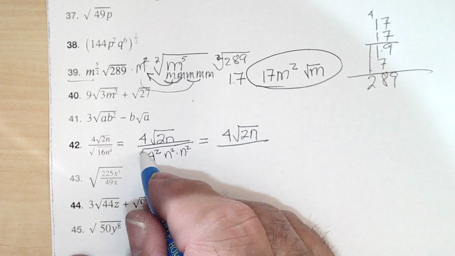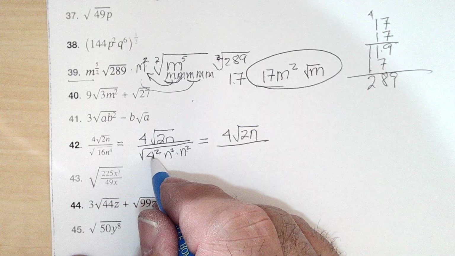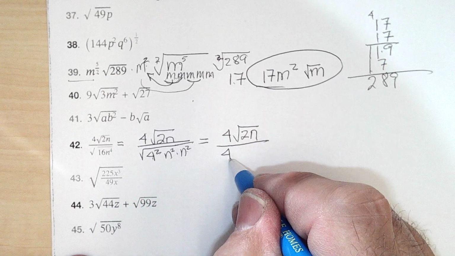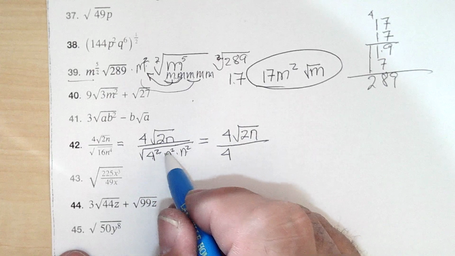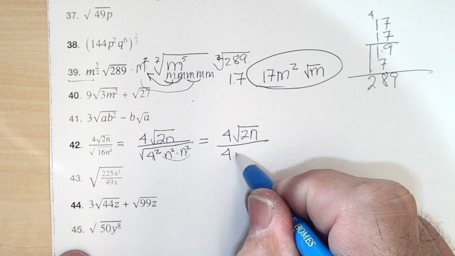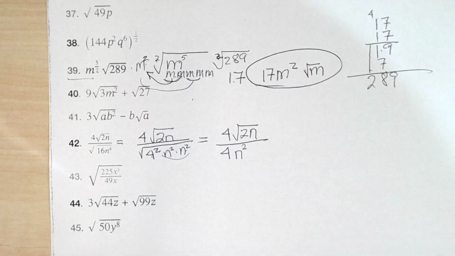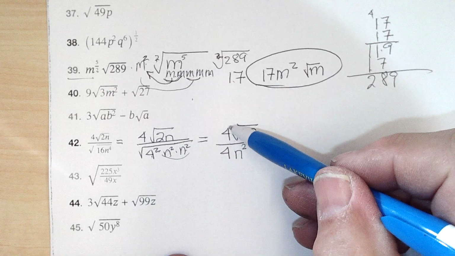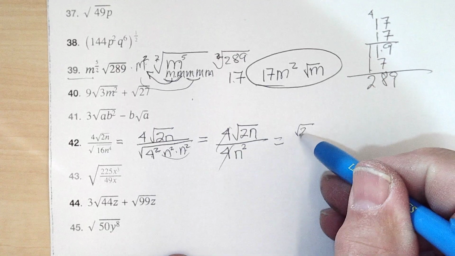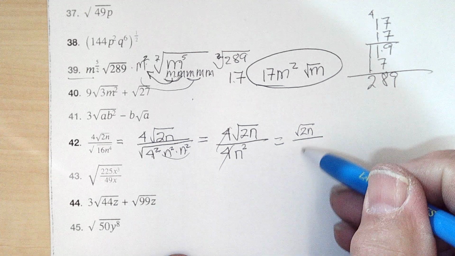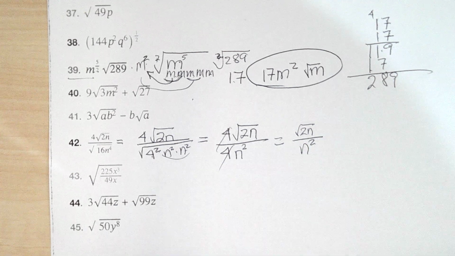and square root of 4 squared. Square root of 16 is 4, and square root of n squared times n squared, that's a pair of n squareds that comes out as an n squared. The 4's look like they can reduce, and so I get square root of 2n over n squared.